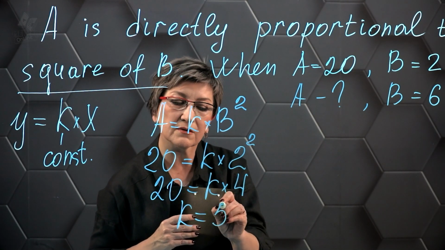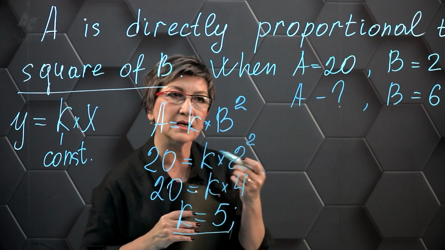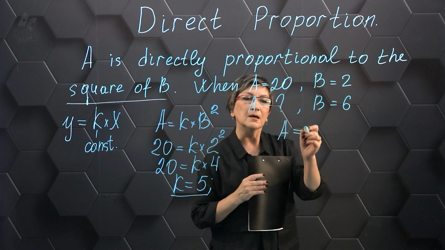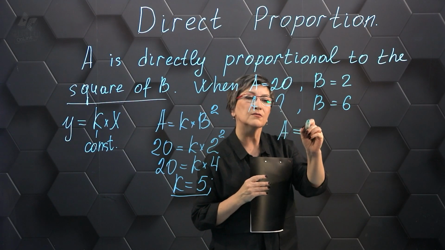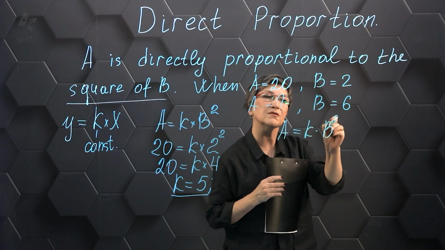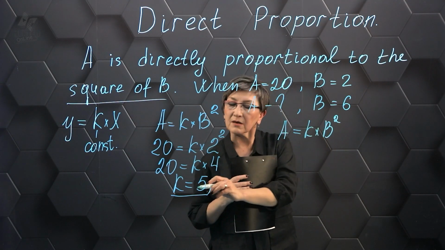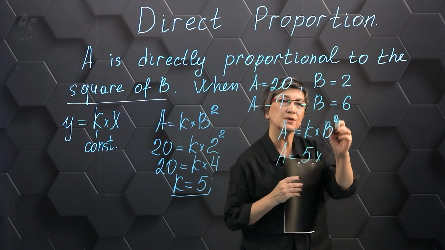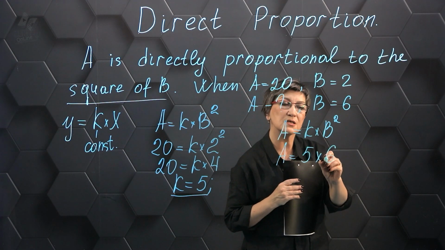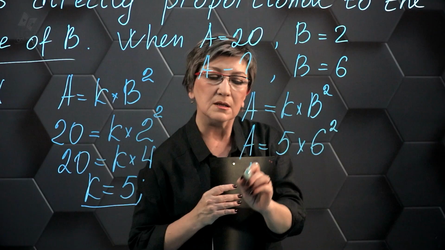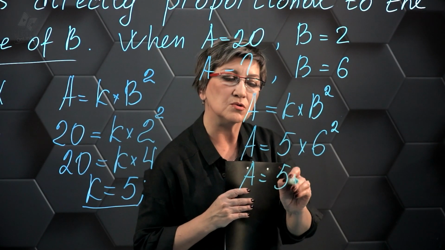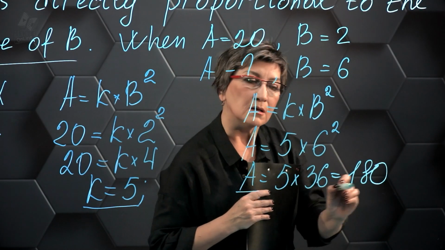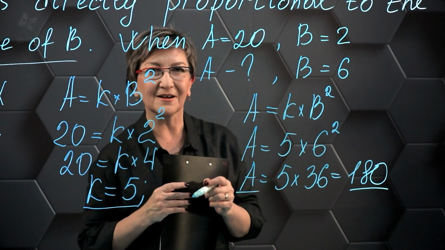The coefficient equals 5. And then when I found the coefficient, I can find the value of A, because A equals the coefficient times B squared. K I have is equal to 5. Then A is equal to 5 times B, and B I have in the second case is equal to 6, which is 6 squared. Then A equals 5 times 36, equals 180. We have found the value of A.